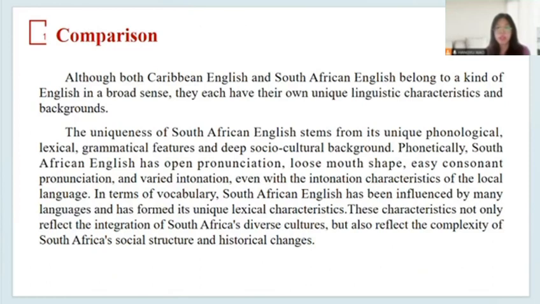Phonetically, South African English has open pronunciation, loose mouth shape, easy consonant pronunciation, and varied intonation, even with the intonation characteristics of the local language. In terms of vocabulary, South African English has been influenced by many languages and has formed its unique lexical characteristics. These characteristics not only reflect the interaction of South Africa's diverse cultures, but also the complexity of South Africa's social structure and historical changes.